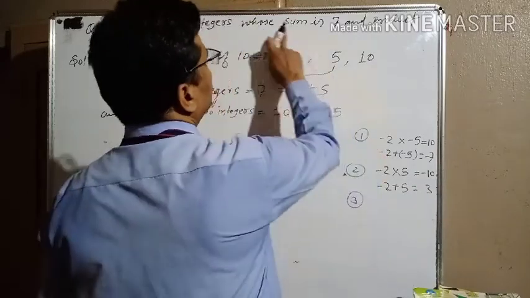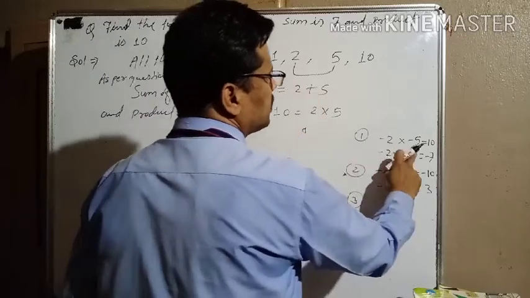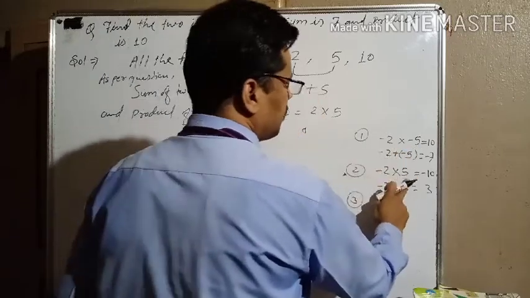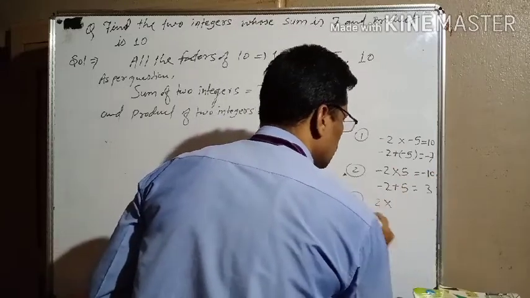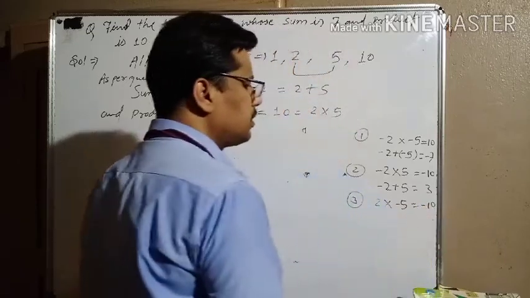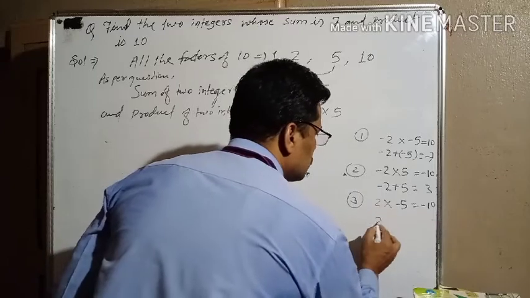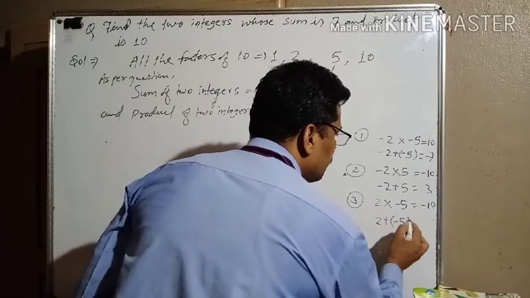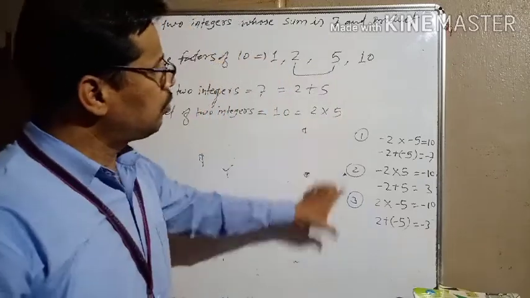In the third question, how will you frame it? First I took both positive, 2 and 5. Then both negative. Then 2 negative and 5 positive. Now I will take 5 negative and 2 positive. In this case also, what do I get? The product is -10. And the sum, 2 plus -5, when you solve it, you get -3. In this way, you can frame the 4 questions.